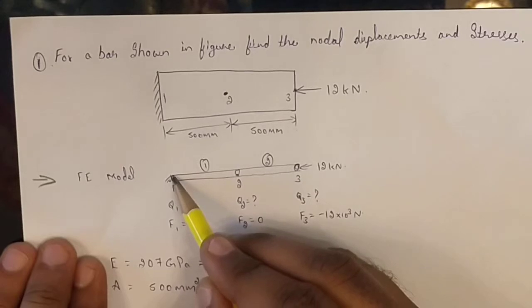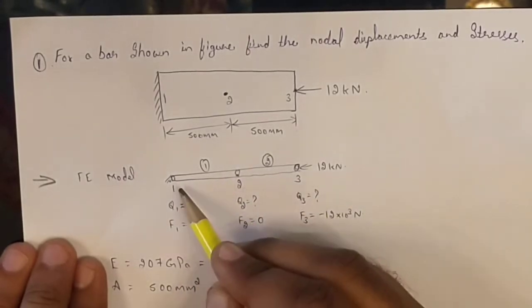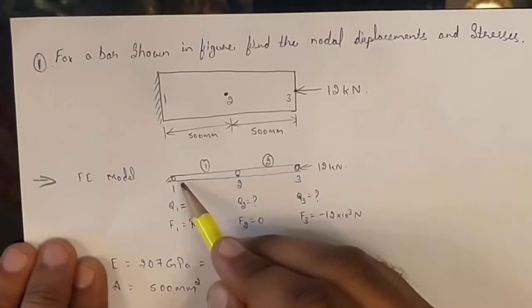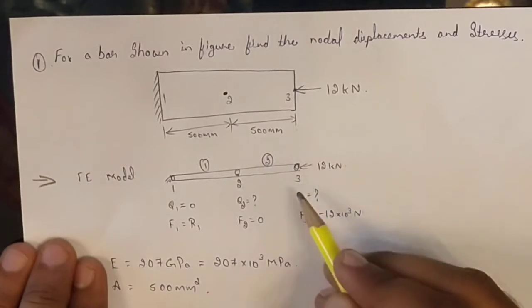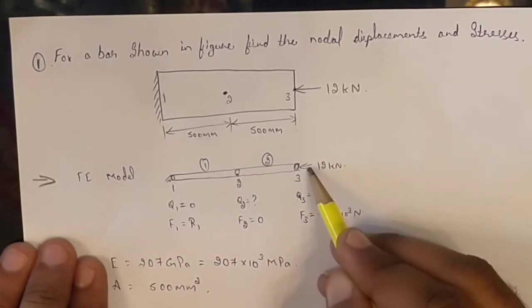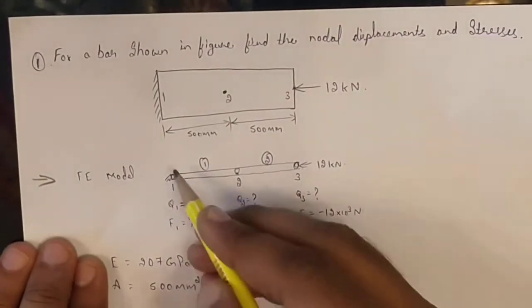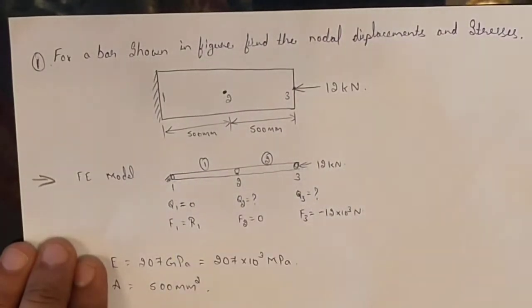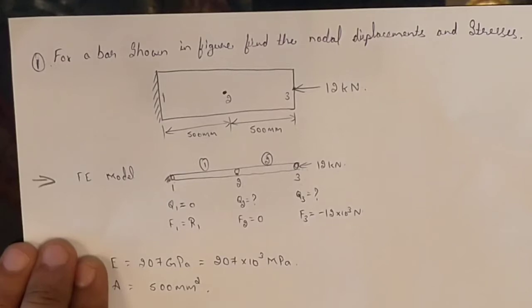Join these nodes and first number them 1, 2, 3 and join 1 to 2. Node 1 to 2 is element 1, node 2 to 3 is element 2, and the compressive load of 12 kilonewton is applied on node 3. Node 1 is fixed. You can see here I've just written the fixed lines here.